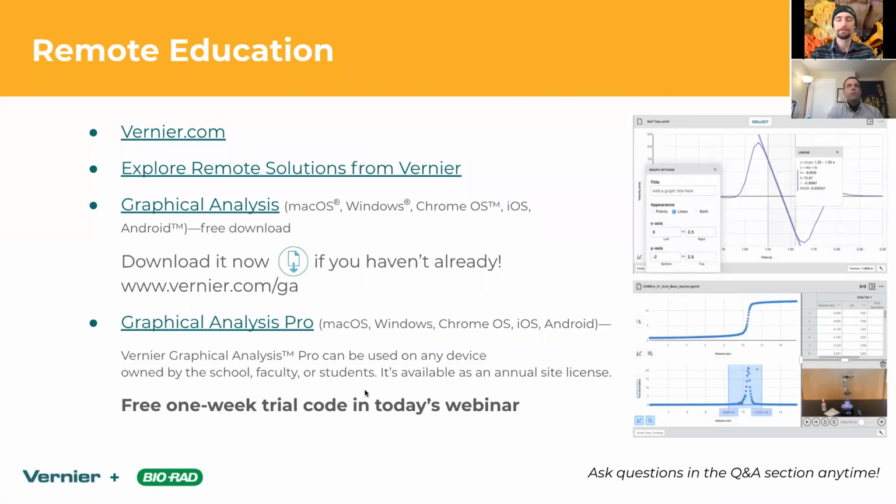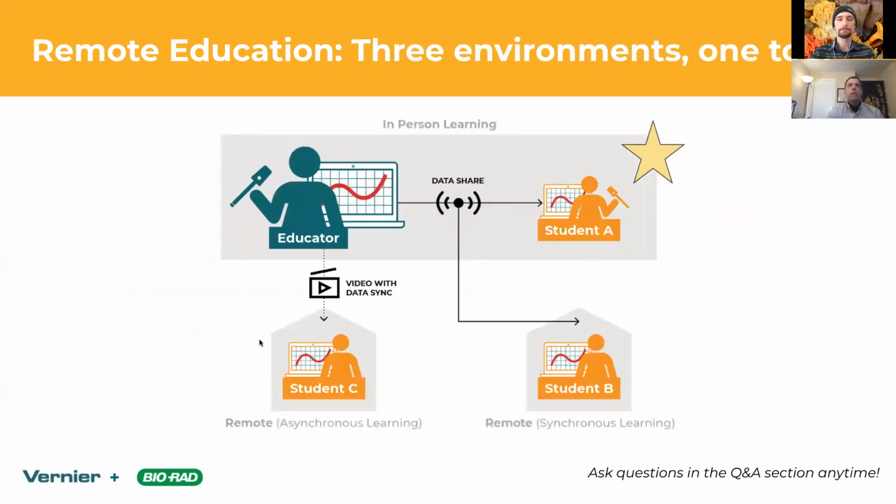What I wanted to just talk about next is we're going to explore what we call some remote solutions. So we have a whole remote solution on our website with lots of different data. Graphical Analysis, like I said, is free. If you haven't downloaded it, download it now. But I'm going to show you Graphical Analysis Pro. Now, Graphical Analysis Pro costs a little bit more, but it's an annual subscription that is based on the number of students that you have, but it can do some really amazing things.